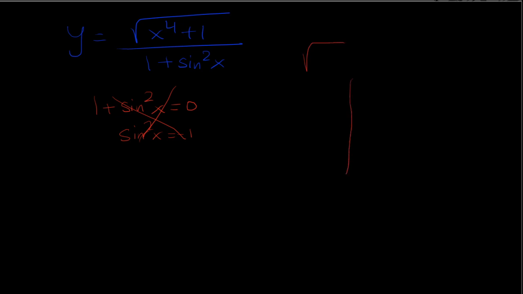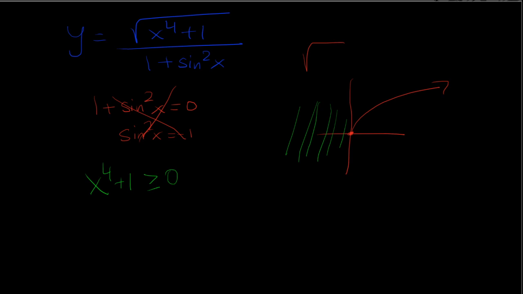In general, I know that the square root function looks like this. I cannot take a square root of a negative, and notice there's nothing over here when x is negative. So I want to make sure that whatever is inside the square root will always be greater than or equal to 0. That means x to the fourth must be greater than or equal to -1.